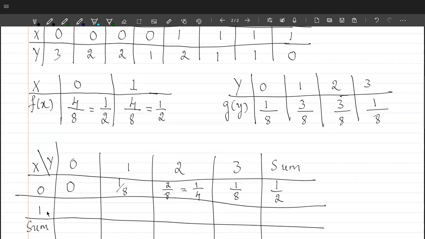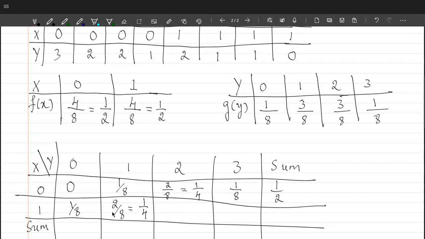Next one, x takes a value 1, y takes a value 0. That is possible only in the last case. Here, 1, 0. So one case is favorable out of these all 8 cases. So 1 by 8. X takes a value 1, y takes a value 1. So there are 2 cases favorable. One case is here, another case is here. So 2 cases favorable out of the 8 cases. So 2 by 8 or 1 by 4.